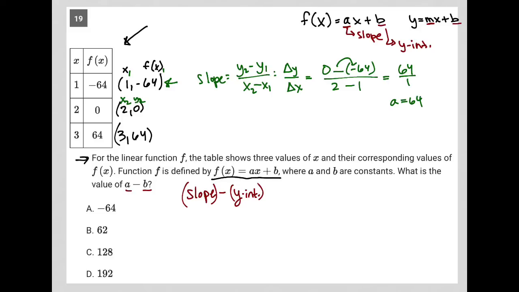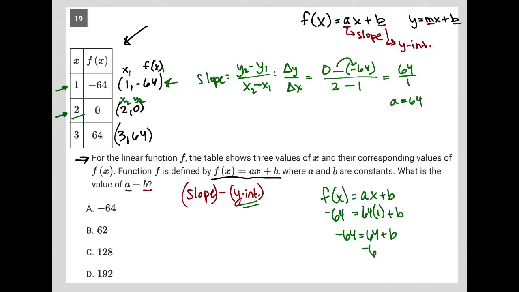Okay. Now b, my y-intercept, that's actually already been provided. That's this point here, right? No, that's actually my x-intercept. So my y-intercept, the b value, I can find by going back to my equation, f of x equals ax plus b, and I'm going to replace it with an ordered pair. So this is negative 64 for that first ordered pair equals a, which I now know is 64, times x, which is 1, and then plus b.